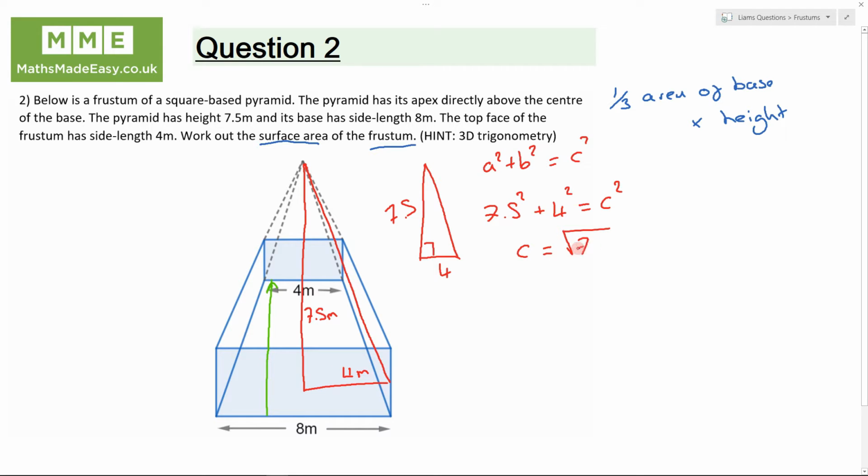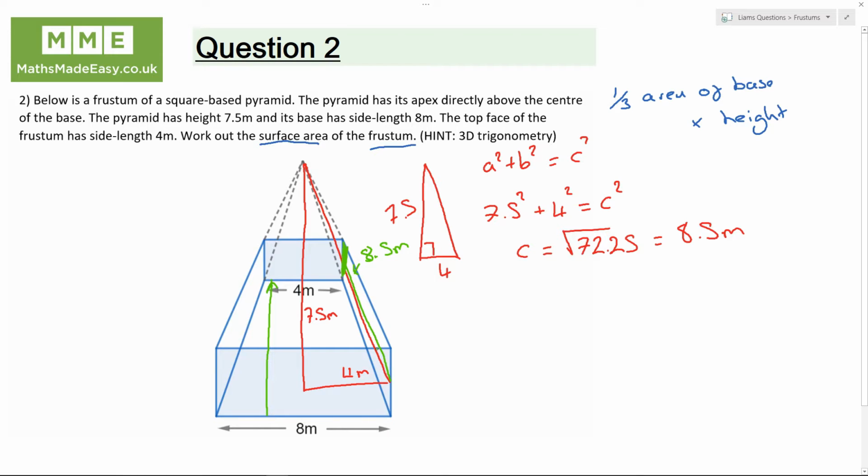Now if we put this in our calculator, we get an answer of c to equal the square root of 72.25. This works out exactly to be 8.5 meters. So we can say that this length here is 8.5 meters. Now we have this full side length here, but we want to work it out just to this point here. So how do we do that?